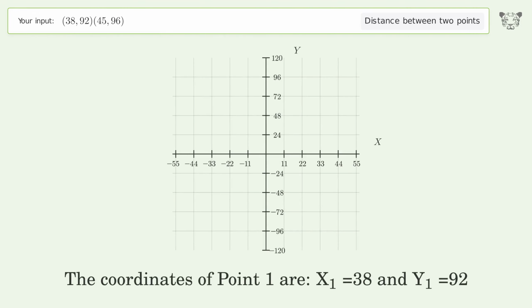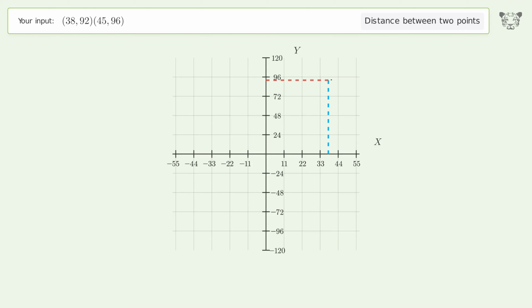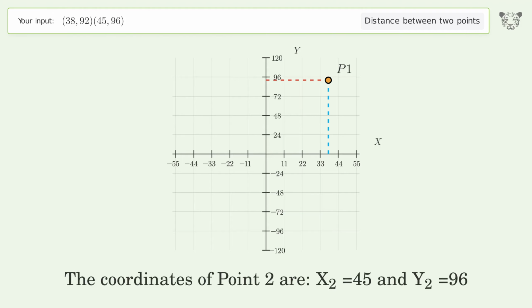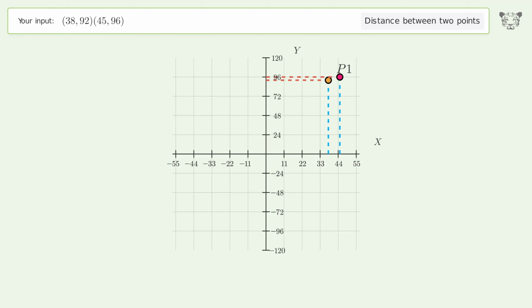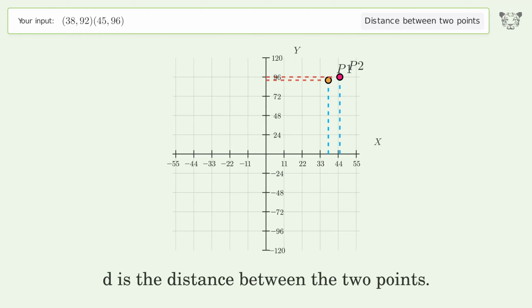The coordinates of point 1 are, x1 equals 38 and y1 equals 92. The coordinates of point 2 are, x2 equals 45 and y2 equals 96. D is the distance between the 2 points.